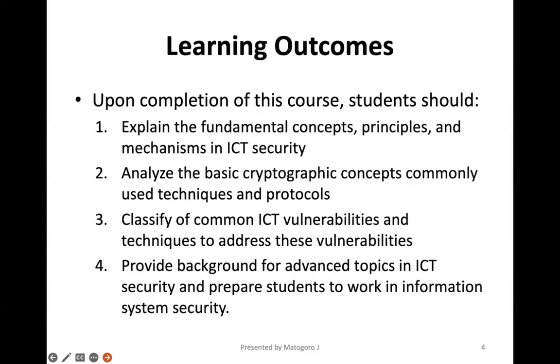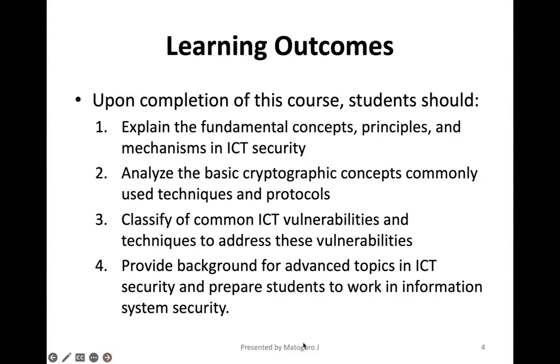What are the learning outcomes? At the end of this course, I'm expecting that you will be able to explain the fundamental concepts, principles, and mechanisms in ICT security. You will also be able to analyze the basic cryptographic concepts, commonly used techniques and protocols. Another learning outcome is to classify some of the common ICT vulnerabilities and the techniques to address them.